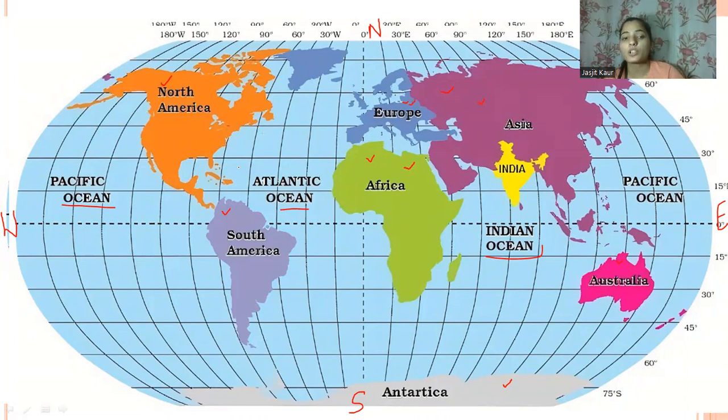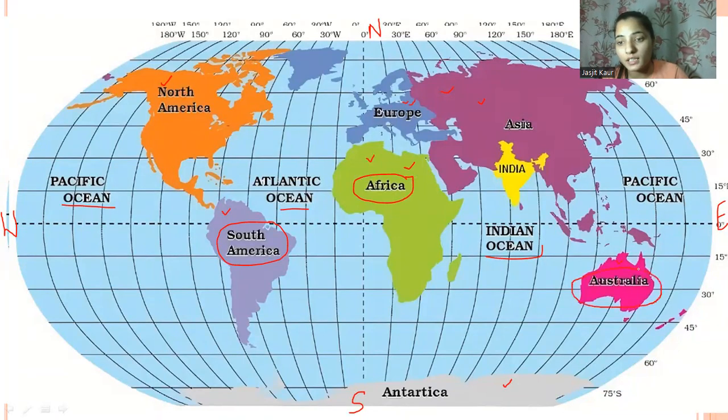So now tell me which continents are located in the southern hemisphere. Here we can see that South America is there. Then we have the southern portion of Africa that is located in the southern hemisphere. Australia is there, and lastly we have Antarctica.